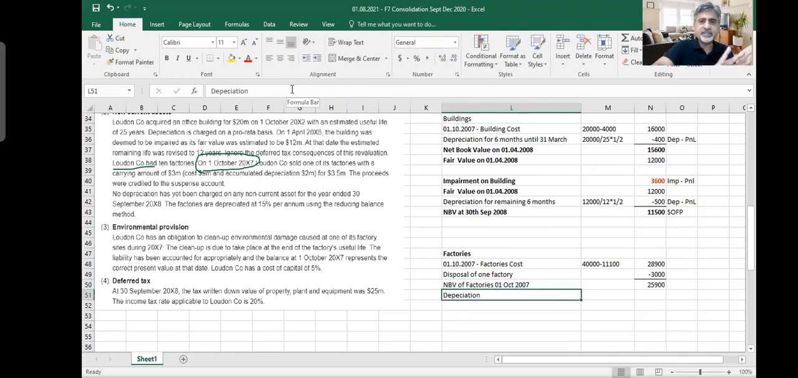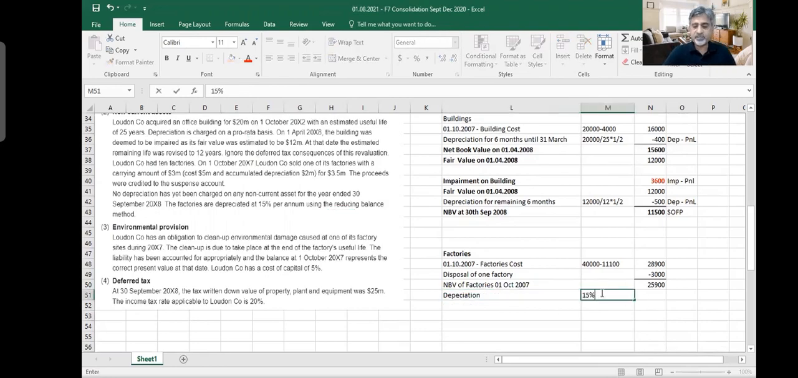First I'm selling it, then I'm charging depreciation on the remaining because they told us that depreciation is charged at 15% reducing balance. So reducing balance is on the net book value. So I calculate the net book value and then I charge 15%. So how much is that? If I take 15% there, it should be 25,900 times 15%. So it is 3,885. This is my depreciation and it goes to P&L.